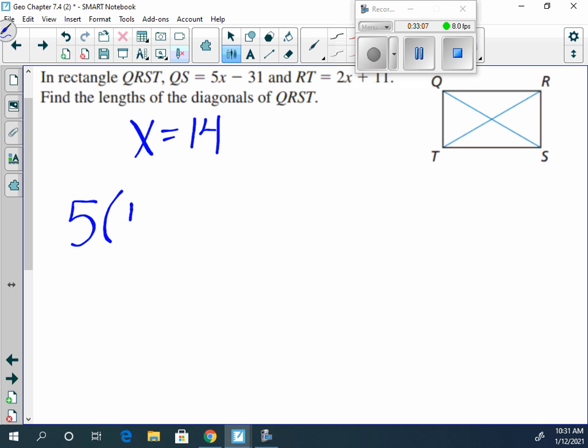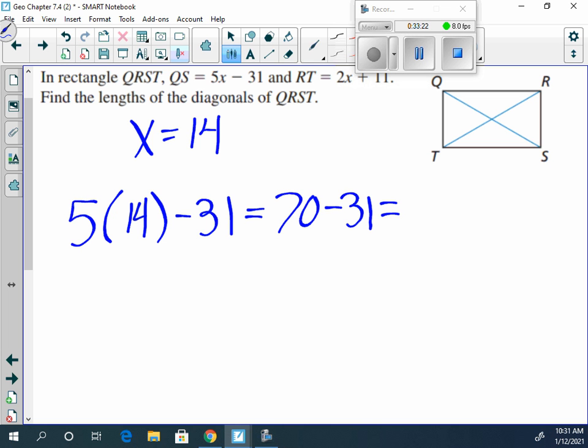So I can do 5 times 14 minus 31. Well, 5 times 14 would give me 70. And 70 minus 31 would be 39. So the length of both diagonals would be 39. That's it. Questions on this here? Questions on any of this here so far?